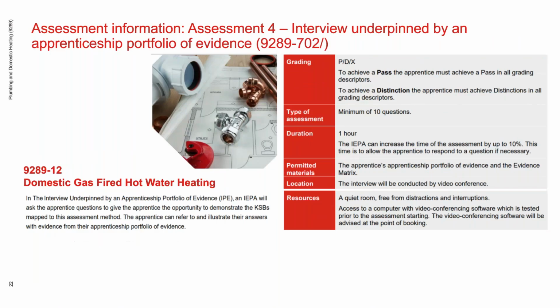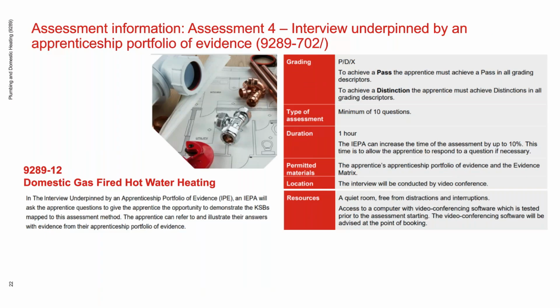So the interview, as spoken about before: the assessment task 4 is the interview of the underpinning apprenticeship portfolio of evidence. This is the 9289-702. So this is the interview for the 9289-12. It's a minimum of 10 questions covering the core, with a duration of 1 hour. The EPA can increase the time again by up to 10%.